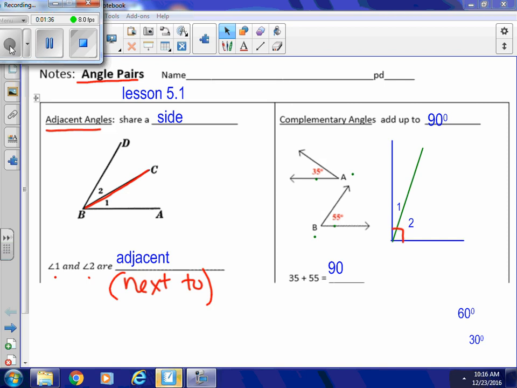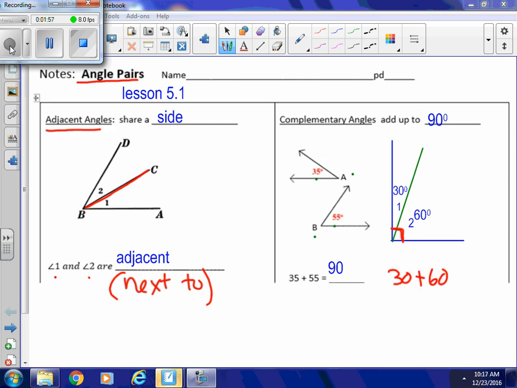Well, if I were to tell you that angle 1 was 30 degrees, you would know that angle 2 was 60 degrees because we know they add up to 90 because of the red box in the middle here. So I know the measures of both angles have to add up to 90. 30 plus 60 equals 90. So my complementary angles could be drawn separately as in the first pair of angles or adjacent. In either case, they add up to 90, so they are complementary.